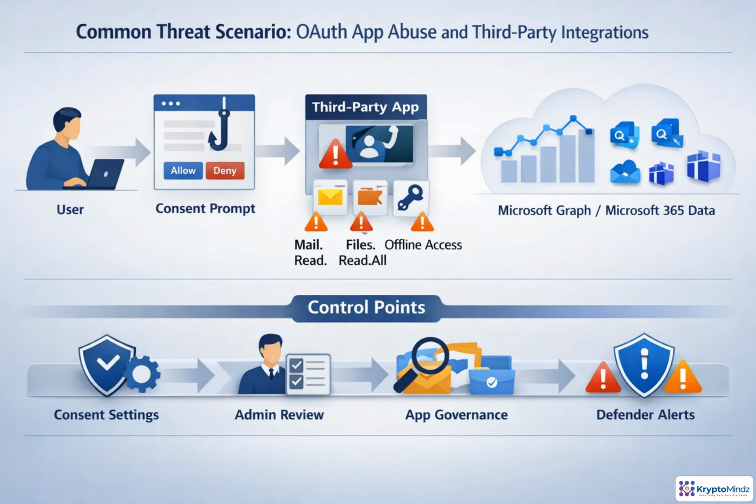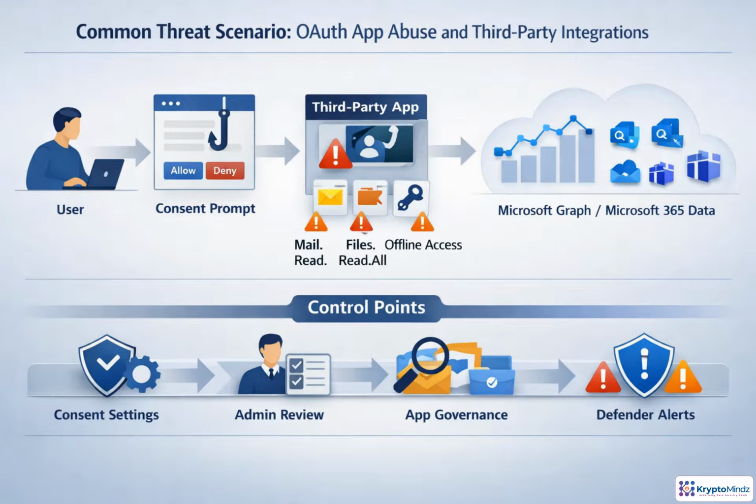OAuth abuse is dangerous because an attacker may not need the user's password. If a user approves a deceptive app, that app receives delegated permissions and can call Microsoft Graph to reach mail, files, calendars, Teams data, or profile information. Permissions like Files.Read.All or offline_access are especially sensitive because they can create broad, persistent access.